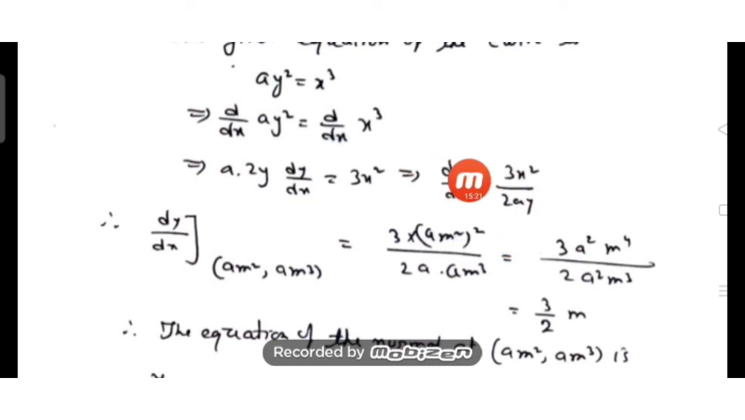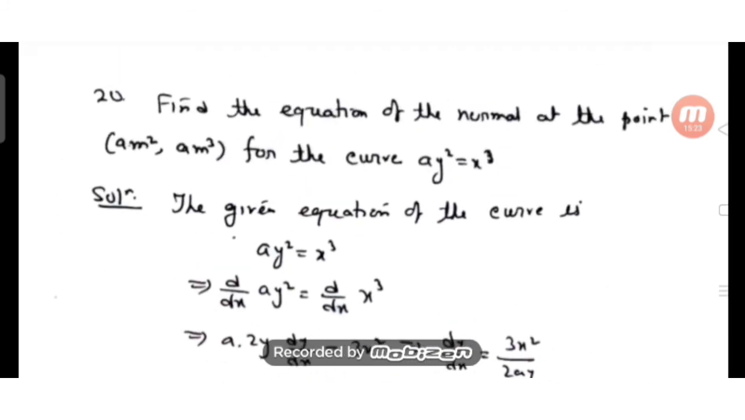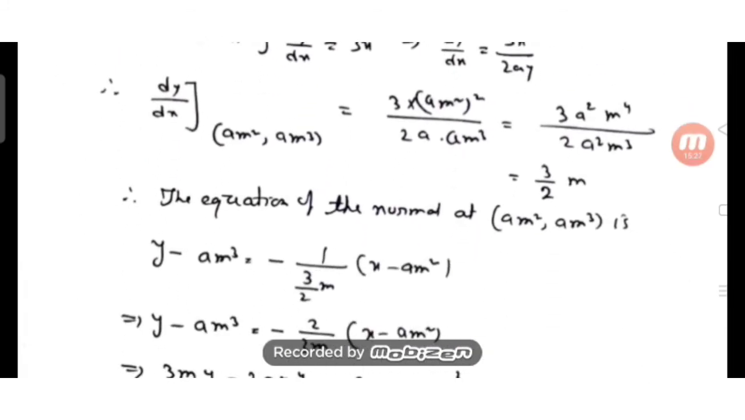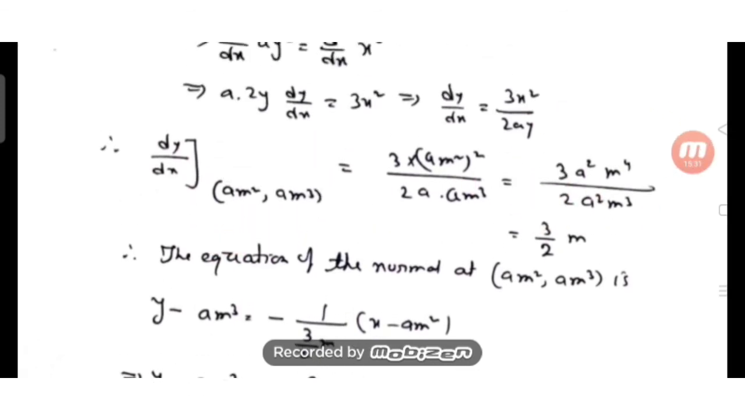Now slope of the tangent is what? At which point I need to get it? (am², am³). So dy/dx at the point (am², am³) is equal to what? 3 into (am²)². I have just substituted the value of x, and value of y is am³. So 2a·am³. Doing calculation, this is 3a²m⁴ over 2a²m³. a² cancels out, 3m will be cancelled, 1m will be left. So dy/dx value we have got is 3m/2.